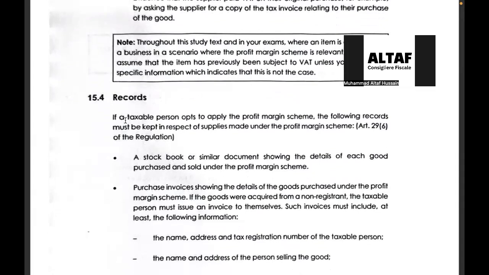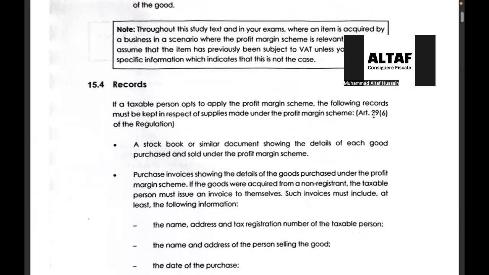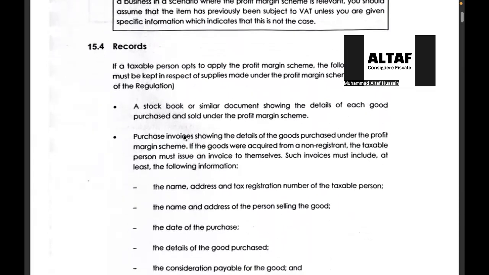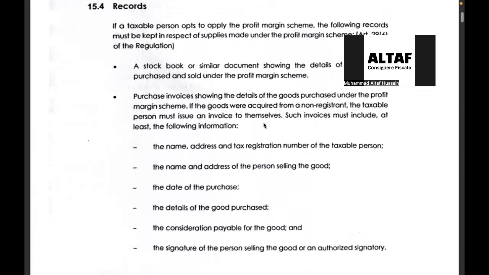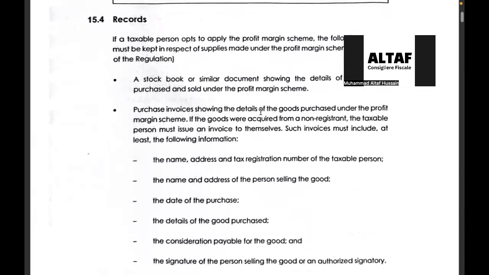Now, what about records? If a taxable person opts to apply the profit margin scheme, the following records must be kept in respect of the supplies made under the profit margin scheme. Again, this is Article 29 of the VAT Executive Regulations. A stock book or similar document showing the details of each good purchased and sold under the profit margin scheme, and purchase invoices showing the details of the goods purchased under the profit margin scheme. If the goods were acquired from a non-registrant, meaning someone who is not registered for VAT, the taxable person must issue an invoice to themselves.